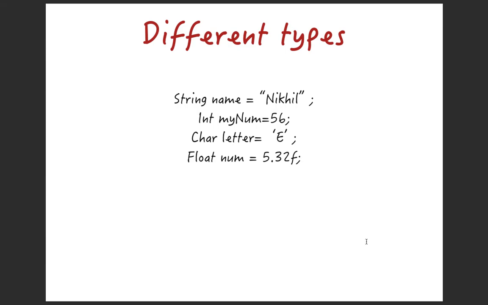So there are different types of variables. String name = Nikhil, suppose. So this is the variable, this is the data type, and this is the value. Here int myNum = 56. So myNum is the variable, int is the data type, and 56 is the value. Here char letter = e. So e is the value, letter is the variable, and char is the data type. Float num = 5.32. This is the value, this is the variable, and this is the data type. In this way we can clear the concept of variable and data type. So thank you.